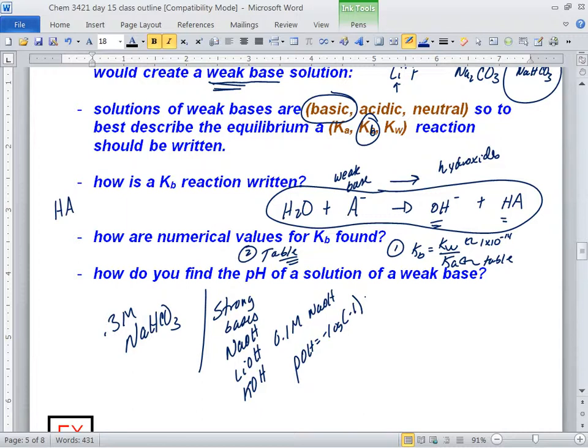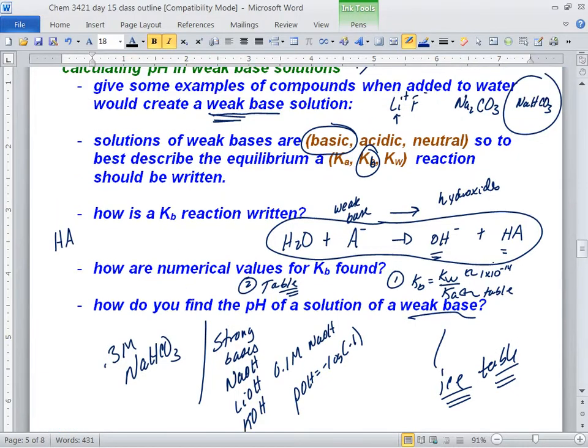Well, we kind of skipped it, sorry. So we skipped the easy stuff. We jumped right into the hard stuff. You have to calculate them. You have to do another ICE table for a weak base. Well, if there's an ICE table, there has to be a reaction. What reaction are we going to be using? Probably, Ida. The K what reaction? Kb.